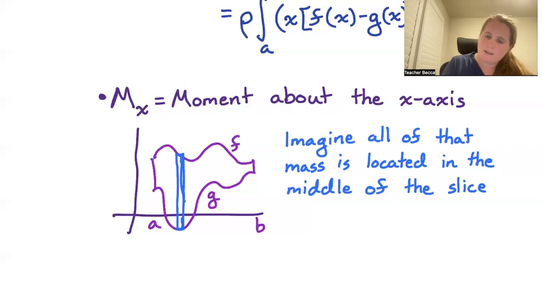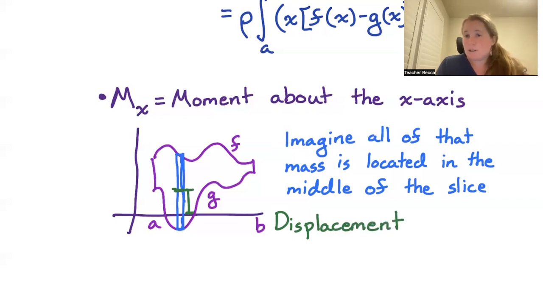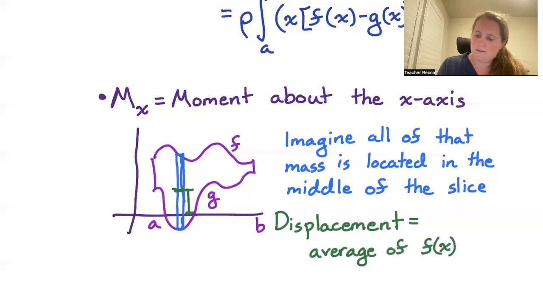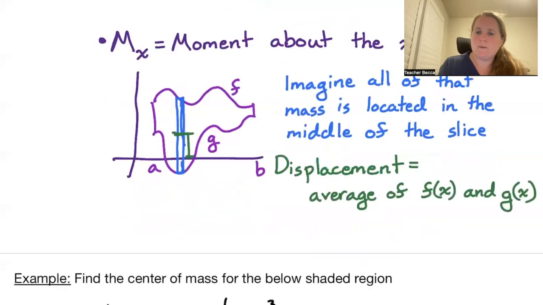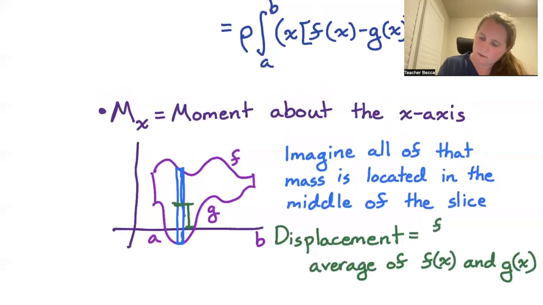So the displacement will be from the middle down. So the displacement will essentially be the average of F and G. So it will be the average of f of x and g of x, which is better known as f of x plus g of x over 2.